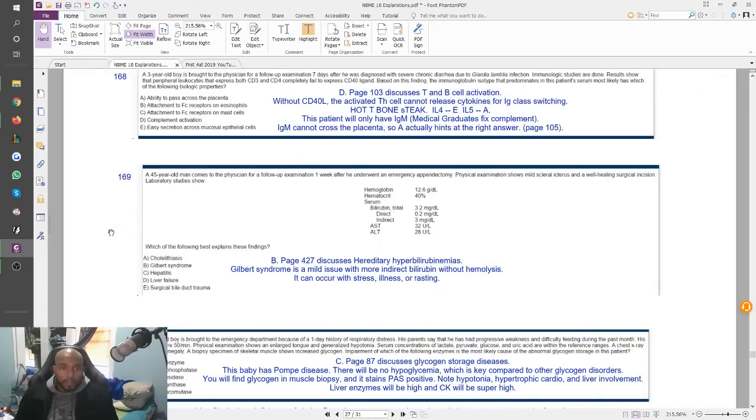169, a 45-year-old man comes to the physician for a follow-up exam 1 week after he underwent an emergency appendectomy. Physical exam shows mild scleral icterus and a well-healing surgical incision. Hemoglobin is low. His indirect bilirubin is much higher than it should be. Liver enzymes look okay. Which of the following best explains these findings? So look, he had a surgical procedure, and it looks like it all went just fine, but now he has some scleral icterus, he has some elevated indirect bilirubin.